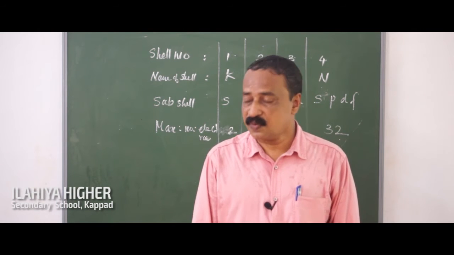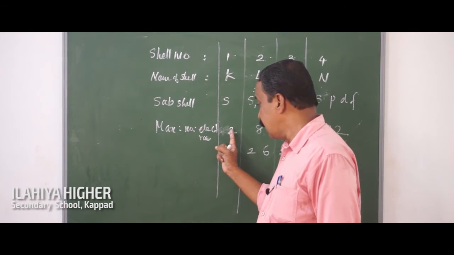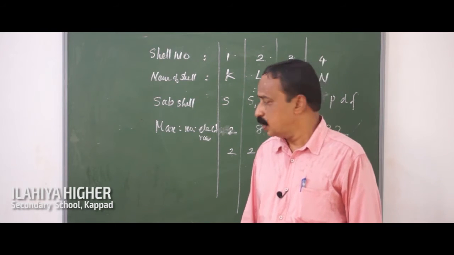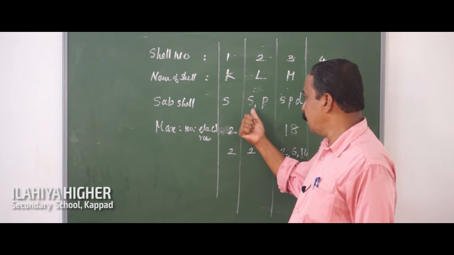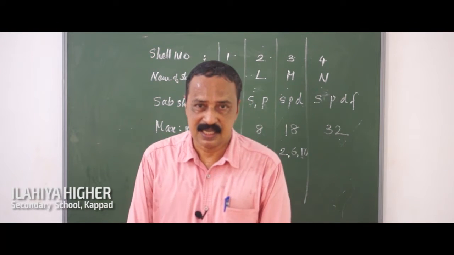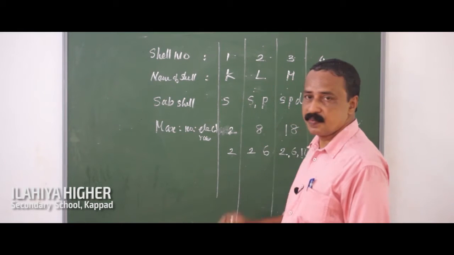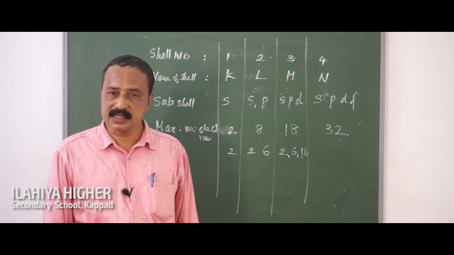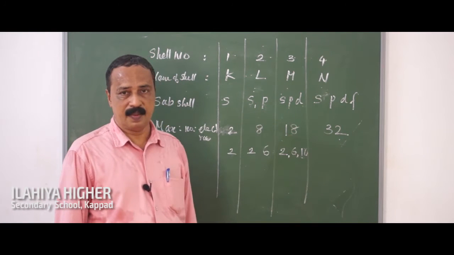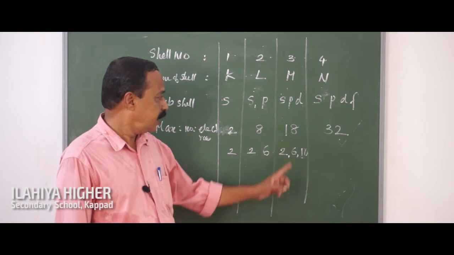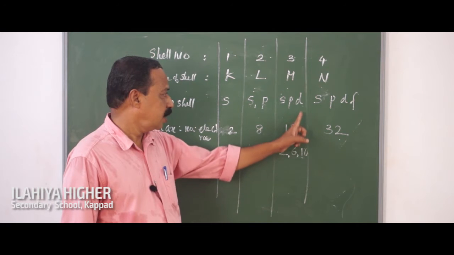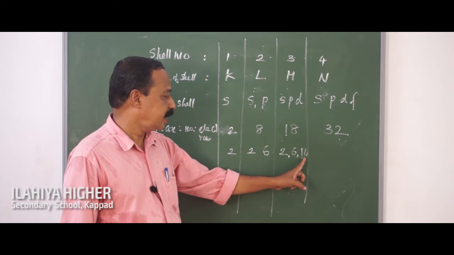Okay. The first subshell, S, can accommodate 2 electrons. Next, P. The maximum number of electrons possible in the P subshell is 6. Why? 2 plus 6, 8. The M shell contains 3 subshells: S, P and D. S has 2 electrons, P has 6 electrons and D has 10 electrons.